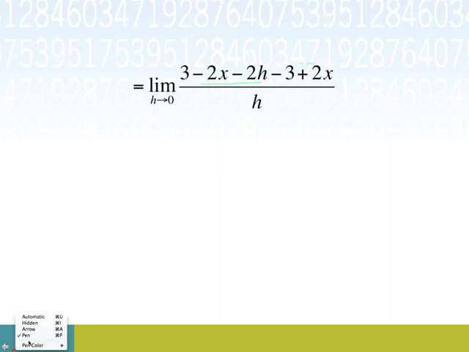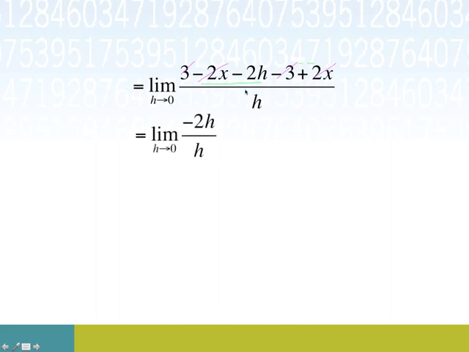But now you can also see that there's some cancellation that can happen here. You have 3 and minus 3. We have negative 2x and positive 2x. All that leaves us with is negative 2h on top and h on bottom. But those cancel as well. So our h's are actually out of the mix.